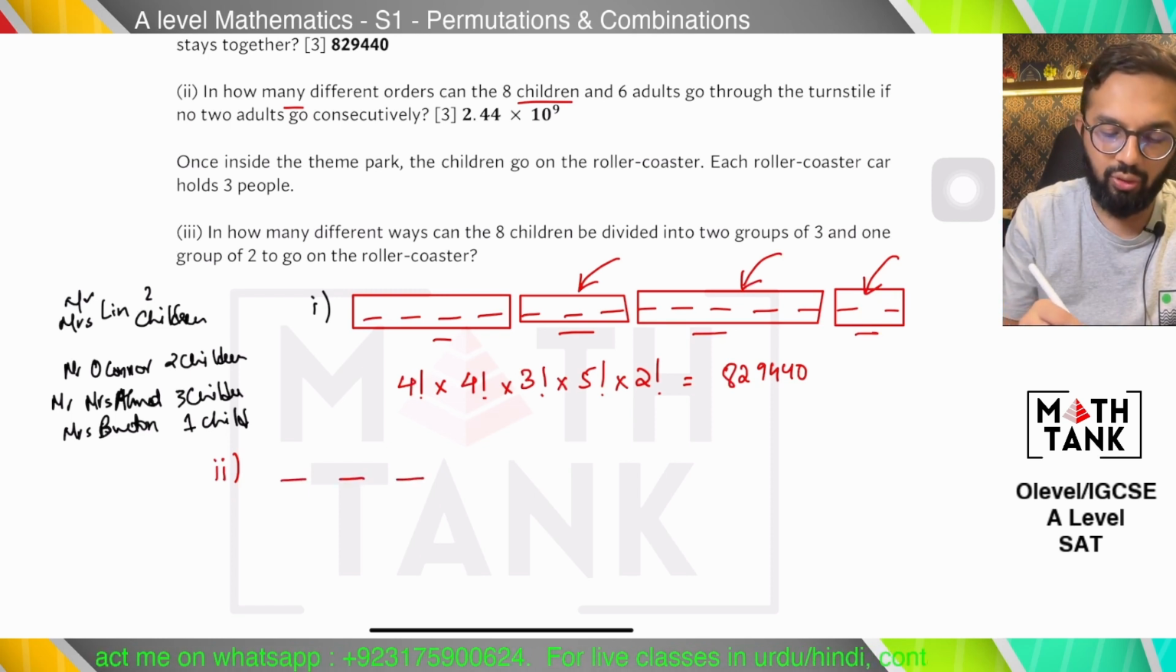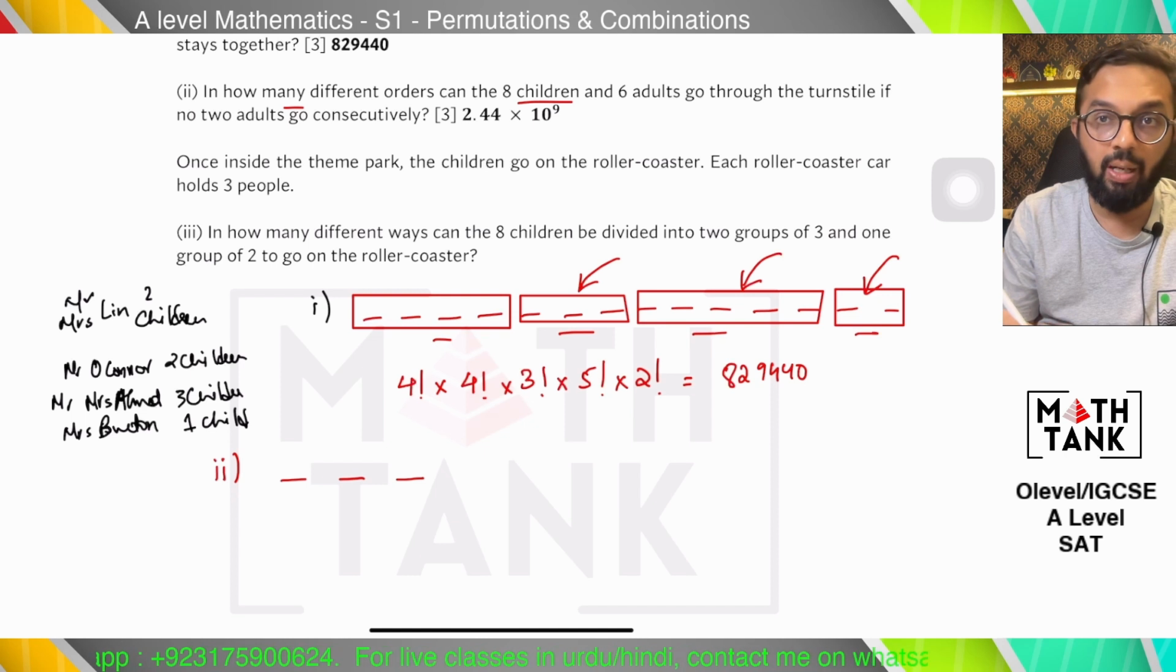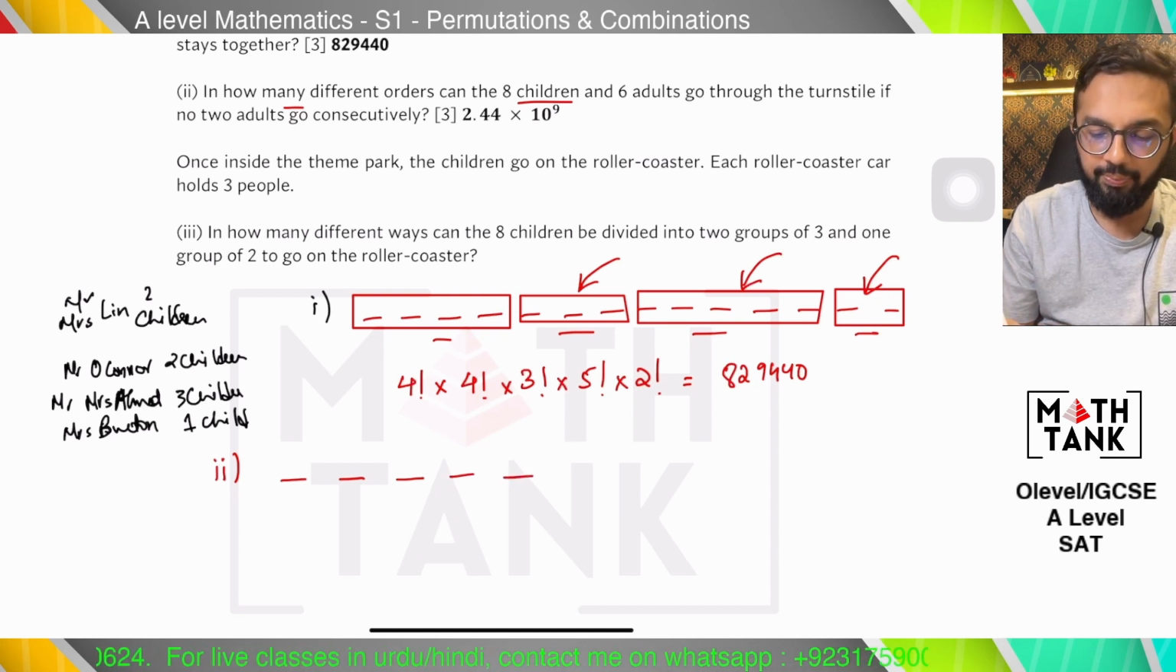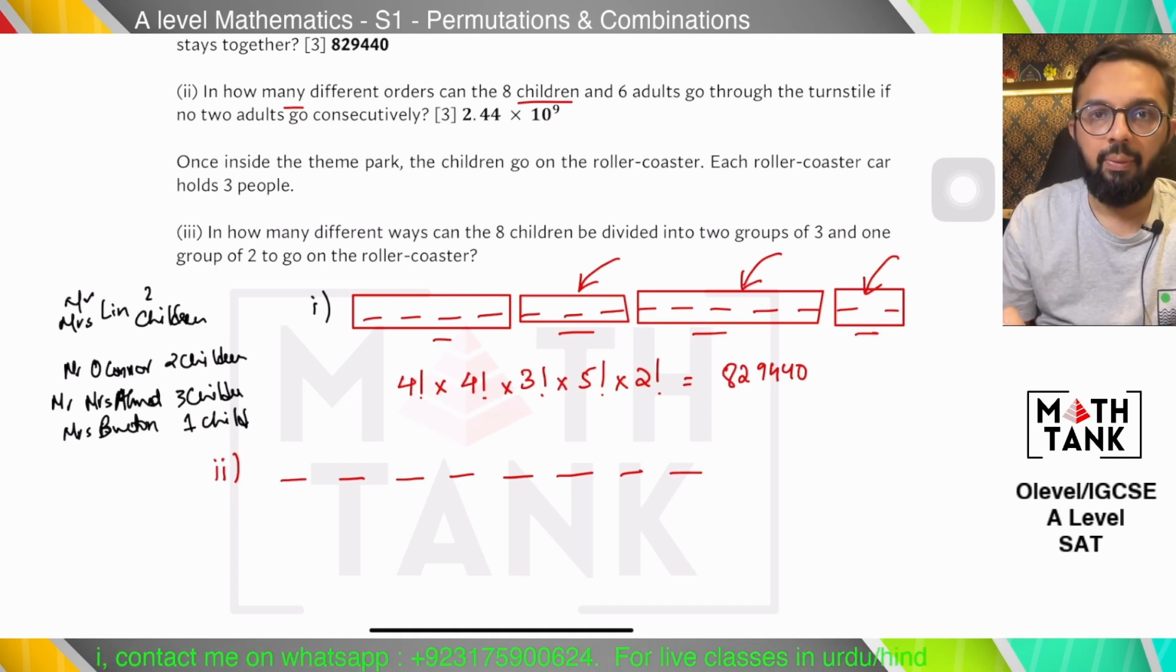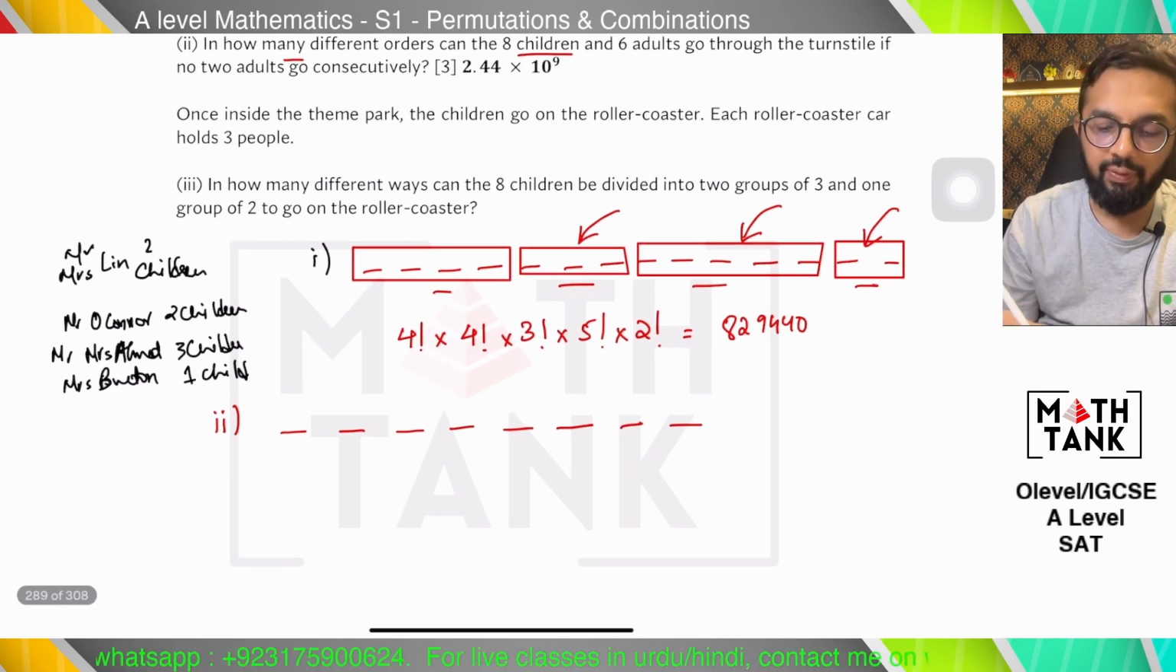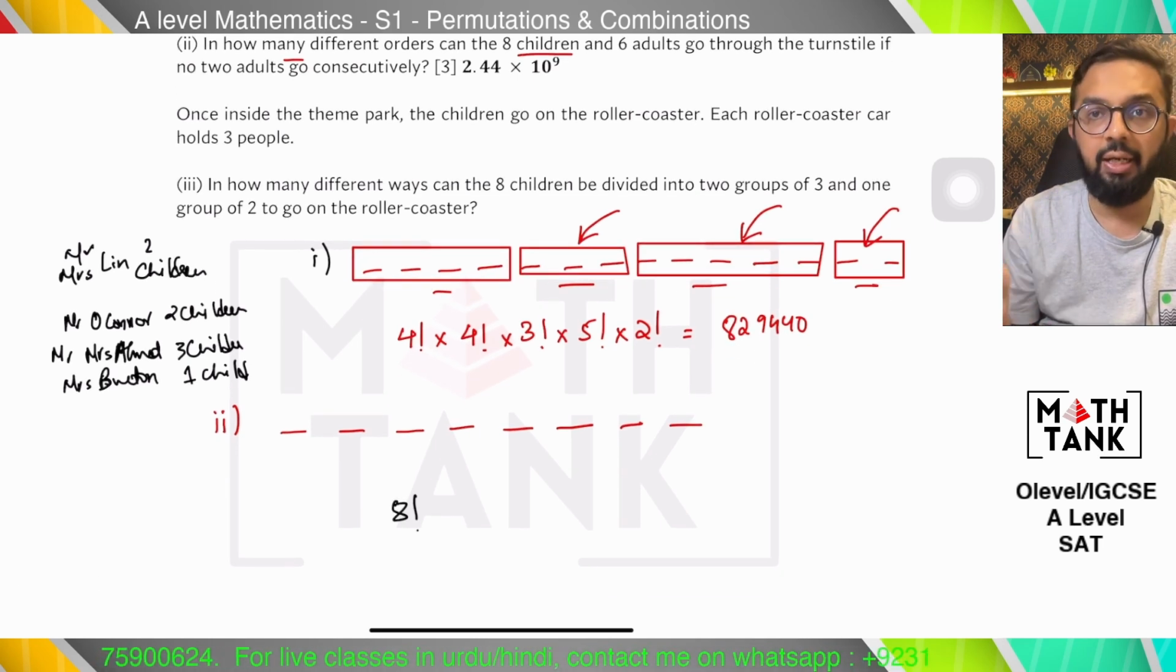So whenever you want to separate something, you take the other thing and you put the dashes down. How many children? 2 plus 2 plus 3 plus 1. That gives me 8 children. Okay. How many ways are there to shuffle these 8 dashes? I'm going to say that there are 8 factorial ways.